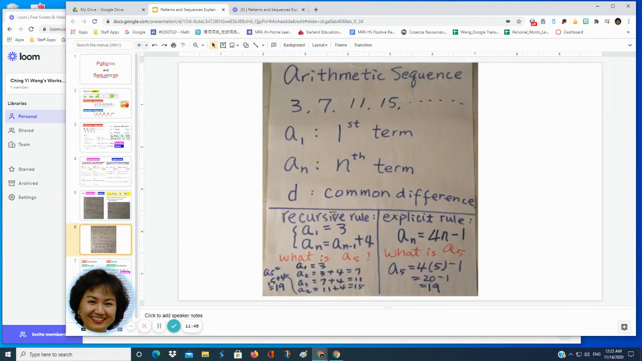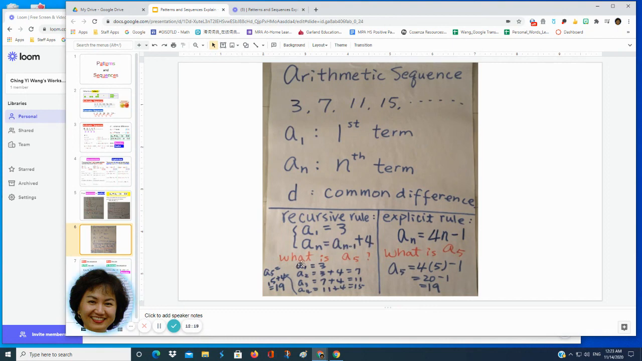This is another example just for you to see the difference between the recursive rule and the explicit rule. You have a sequence 3, 7, 11, 15. The first term is 3. The common difference d is 4. So the recursive rule is written as first term equal to 3, then the nth term is the previous term plus 4.